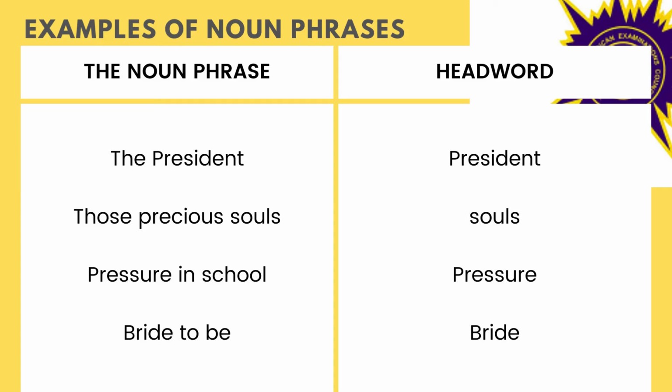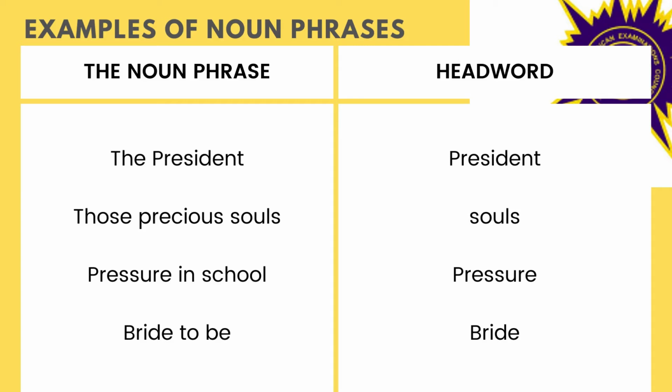And our last example, bride to be. The head word in this phrase is bride. Bride is a noun, therefore we can call it a noun phrase. Now the verb in this phrase, to be, is only helping to lay emphasis on bride.